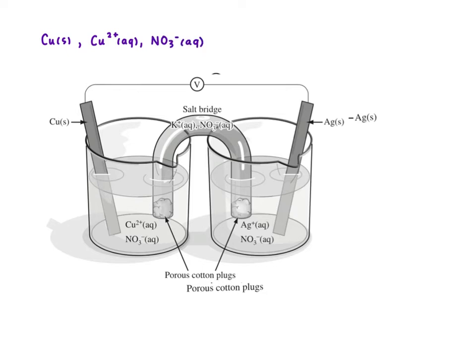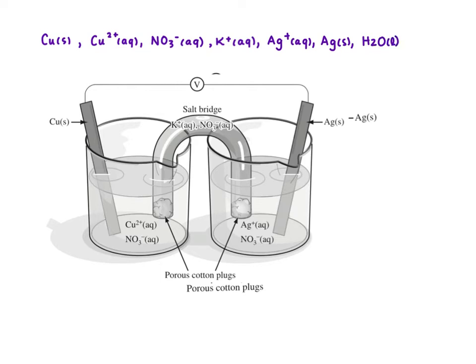If we start moving from left to right, in our salt bridge we have potassium ions and nitrate ions. We've already listed nitrate, so we can just add potassium ions here. And then in our second half cell we have silver nitrate, so silver plus ions, and a solid silver electrode. Because our entire cell is made up of aqueous solutions, we also have water present. So we've listed all of our species.